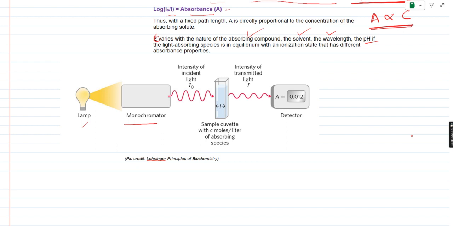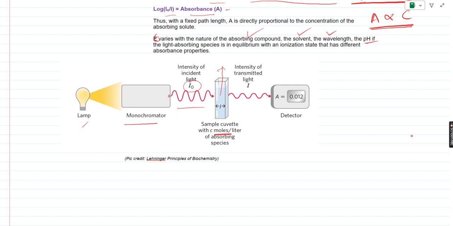So it's going to be a monochromator that does this job, so that the light that comes out of it is monochromatic. And since this is the incident light, the intensity is denoted by I naught. And here you have the sample cuvette, which has a path length, or a thickness, of L, and it has the absorbing species, whose concentration is C, that is moles per liter, that is molarity.